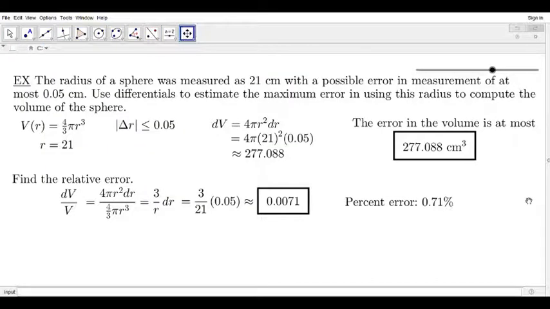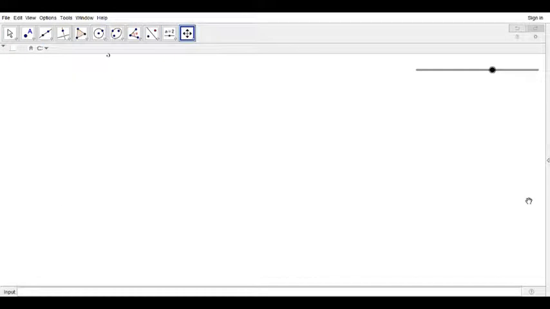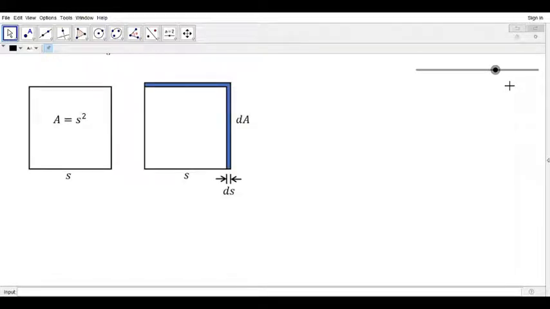Now, before we go to other examples, it would be helpful if we can visualize them as part of further comprehending what differentials mean. A square with side s has area A equals s squared. If the side is changed by an amount ds, then dA estimates the change in the area. dA therefore estimates the area of the region shaded in blue.